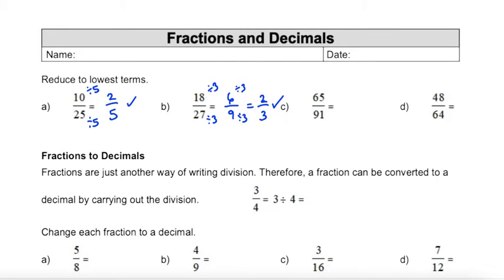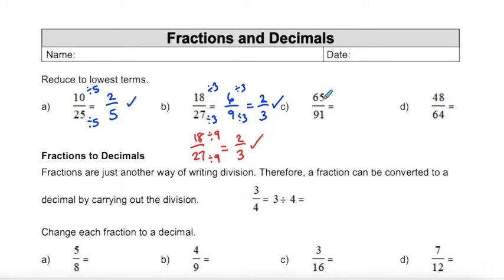If you knew that both 18 and 27 could be divided by 9, you could have done that in one step as well. So if you need to take multiple steps like we did here, you're welcome to do that. If you know what the answer might be, you are welcome to do that in one step. So 18 divided by 9 is 2, and 27 divided by 9 is 3. So you'll get to the same final answer, but with fewer steps.